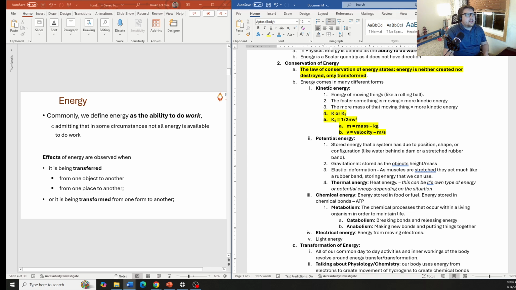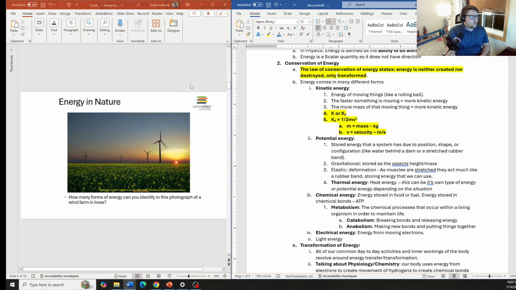Okay? So kinetic energy, this is the energy of moving things. When things have motion to them, they contain kinetic energy. So the faster something is moving, the more kinetic energy it has. The more mass of that moving thing, the more kinetic energy.